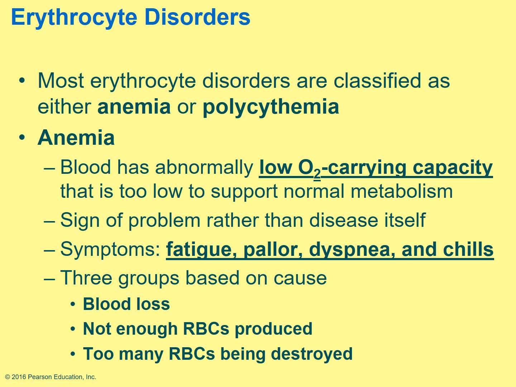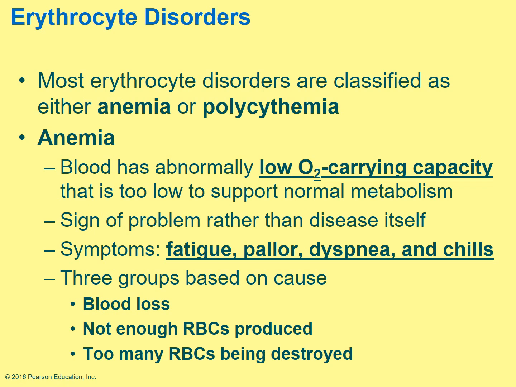Most of your erythrocyte disorders are classified either as anemia or polycythemia. Anemia is when blood has abnormal, low oxygen carrying capacity. It's not necessarily a sign of a disease itself, but it's a problem that you have to deal with. The symptoms are often tiredness, light colored skin, chills.